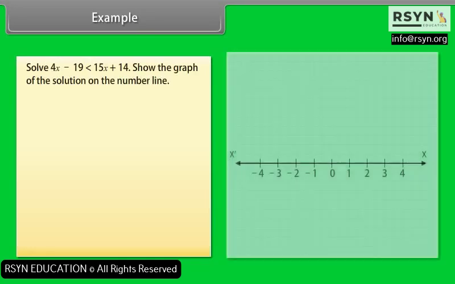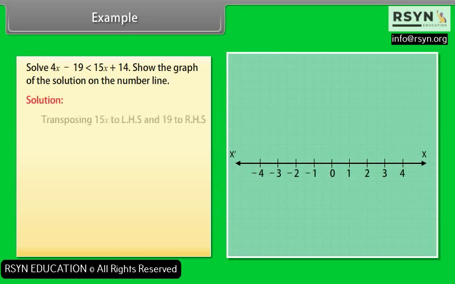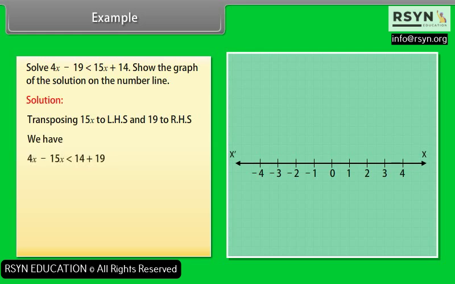Example. Solve 4x minus 19 less than 15x plus 14. Show the graph of the solution on the number line. Solution. Transposing 15x to LHS and 19 to RHS, we have 4x minus 15x is less than 14 plus 19, or minus 11x is less than 33. Minus x is less than 3. x is greater than minus 3. This inequality is shown on a number line.